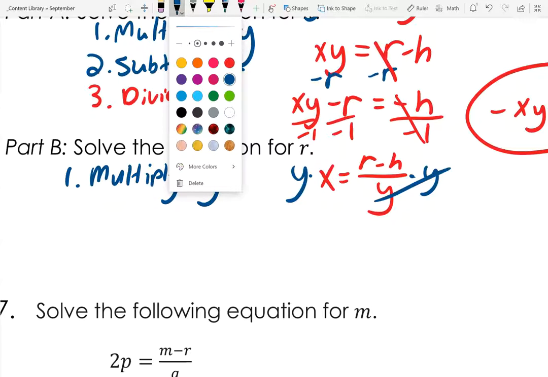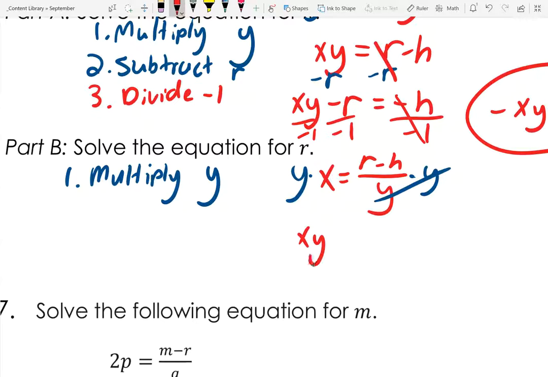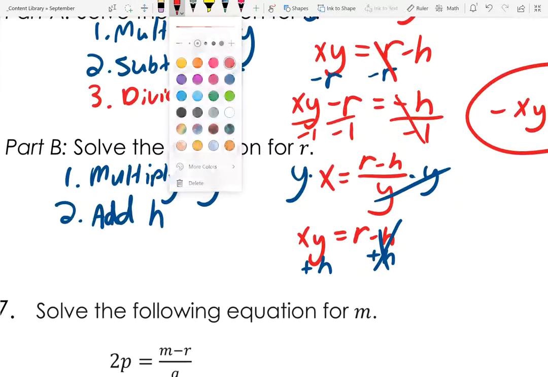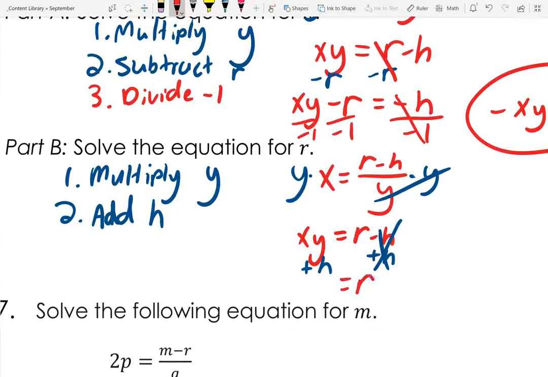So what that leaves us, same thing as in the last problem, x times y equal to r minus h. But now, because we're solving for r, we need to get rid of h. Since it says minus h, we can actually add the h to both sides. So step 2, add h, so the h's can cancel. And that leaves us with our final answer. It'll be r all by itself, because the h is gone. And on this side, we have x times y plus h. So x times y plus h, there is our final answer.